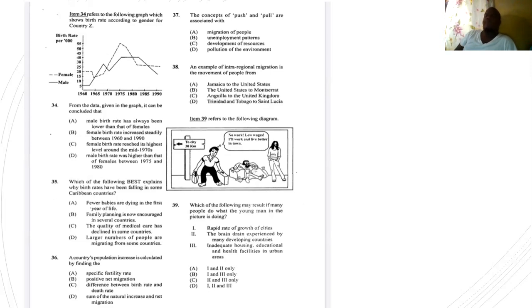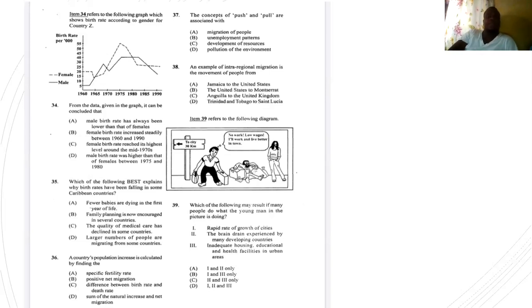So look, you see where they started, female was higher, then the male became higher, then between 1970 and 1980, female birth rate reached its peak, then it started trending down till it leveled off. The male peaked as well and started trending down. So 3 of the suggested answers are incorrect and 1 is correct. Based on the suggestions and what we see on the graph, we know that C is correct for 34. Female birth rate reaches its highest level around the mid-1970s.